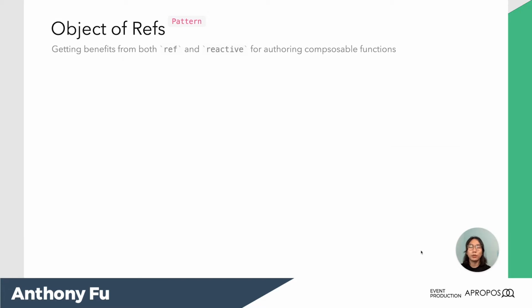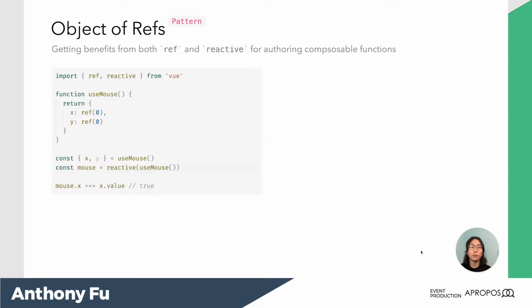Another pattern today is to use an object of refs. When you need to return multiple data entries in a composable function, consider returning an object composed of refs. In this way, users can have the full features of ES6 object destructuring, and the destructured values are also refs, so the reactivity still remains. And the user can also rename them or take only part of them as they want.